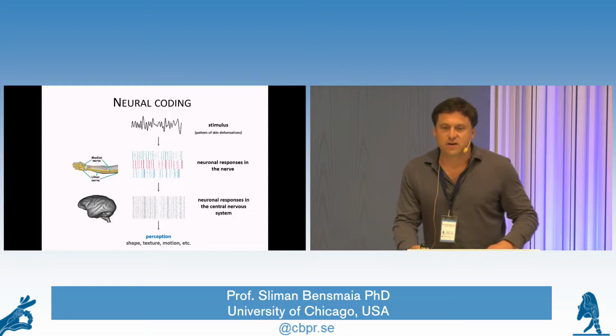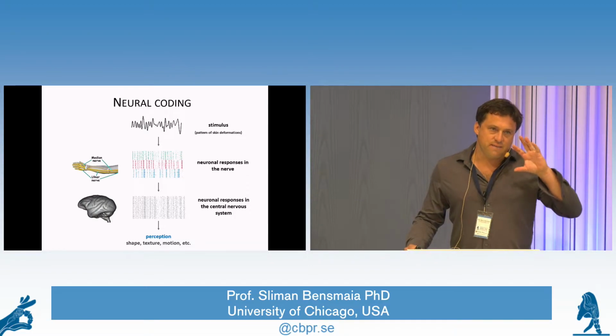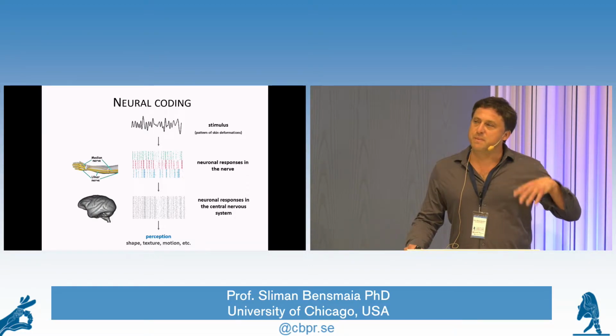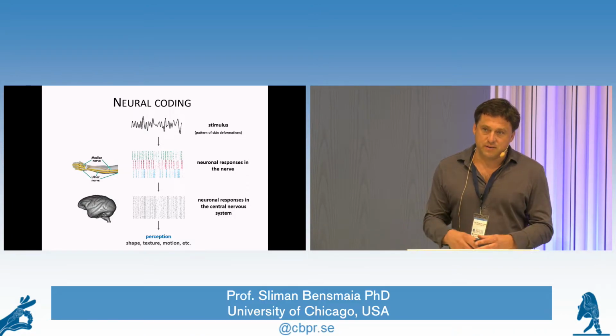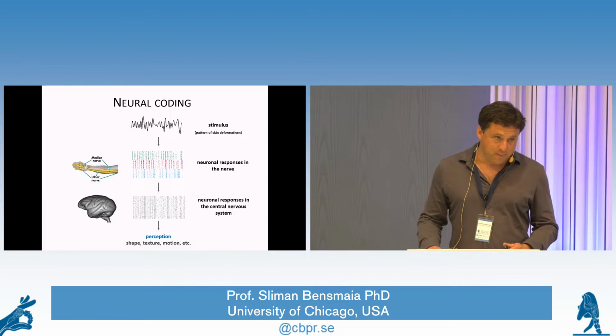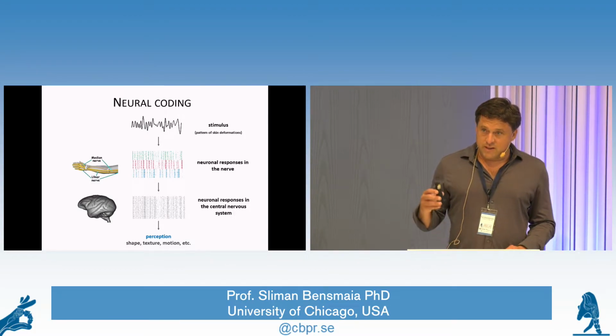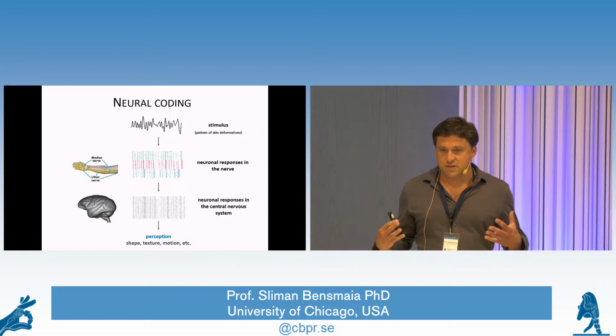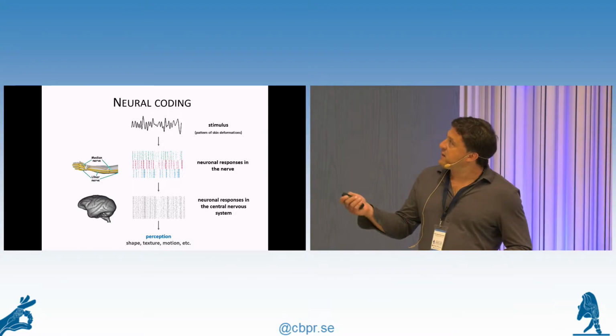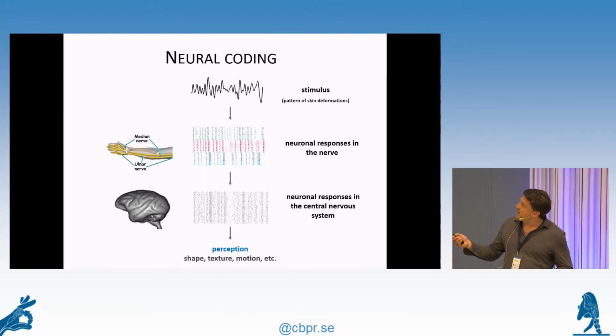Before I get started on the meat of the talk, I just want to frame it by telling you a little bit about what we spend most of our time doing in my lab, which falls under the rubric of neural coding. I'm going to be talking about touch, so I'll use touch as an example. We're interested in understanding how sensory information is encoded in the nervous system. When we interact with an object, it starts with a spatiotemporal pattern of deformation of the skin. That's what this squiggly line is.